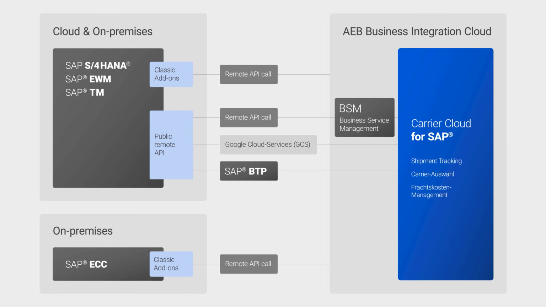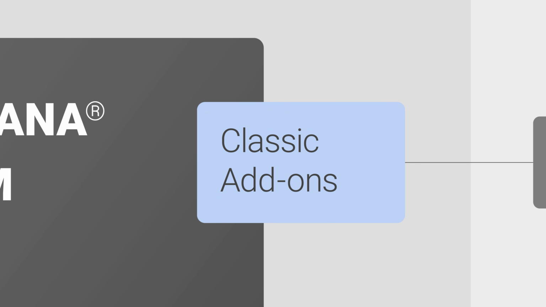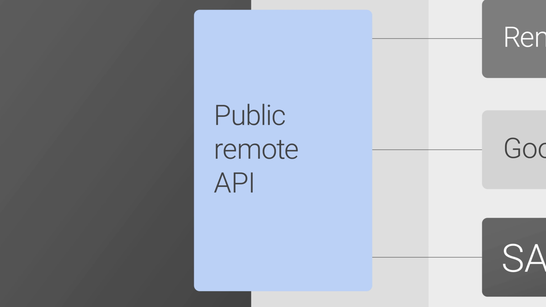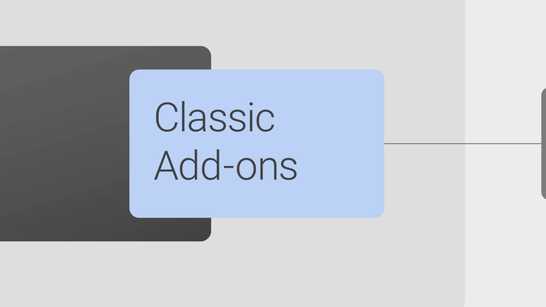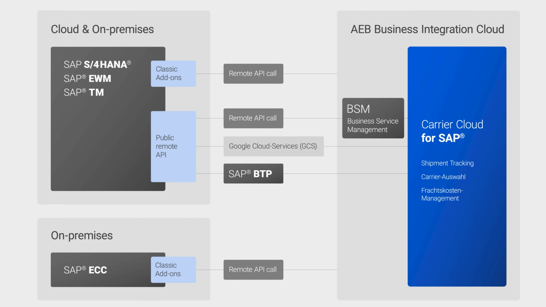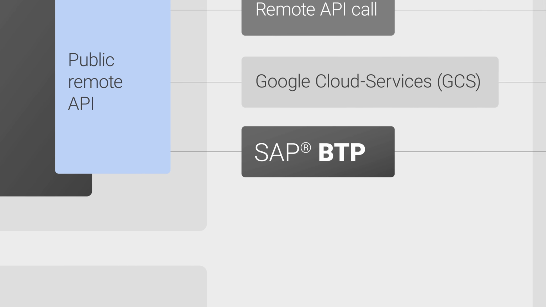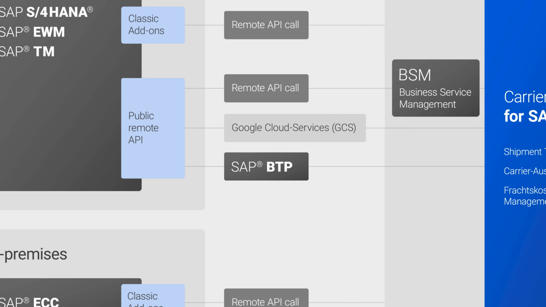AEB Carrier Cloud for SAP usually runs fully automated and unnoticed in the background, integrated into your SAP landscape. Your logistics team can simply ship from SAP ECC, SAP EWM, SAP TM, or SAP S/4HANA using pre-configured add-ons. There is also an out-of-the-box integration into the public cloud using SAP Business Technology Platform.